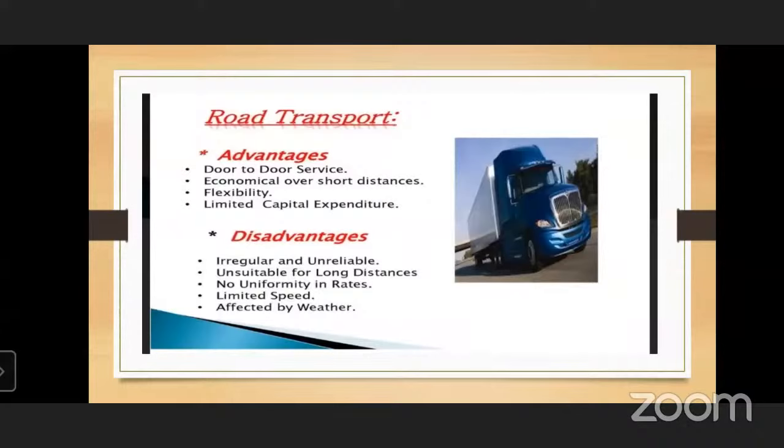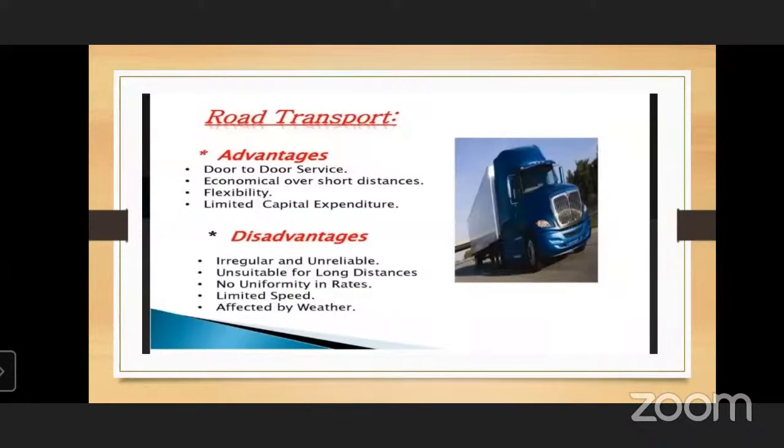No uniformity in rates. Even the price gets differentiated according to the transport, according to the situation. So rates are not fixed. Fixed rates are not there. Rates might change. Limited speed, and we cannot travel at high speed. We cannot increase our speed. It might cause accidents. So because of that, we cannot increase our speed.